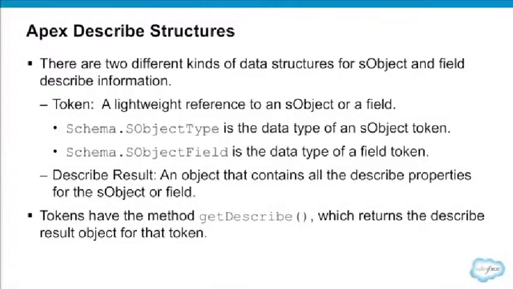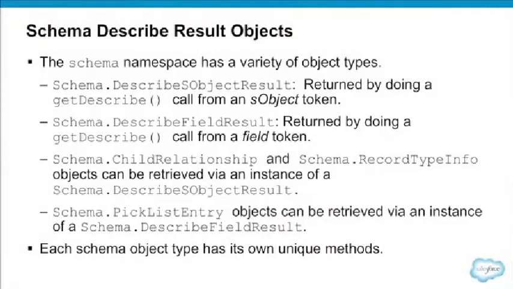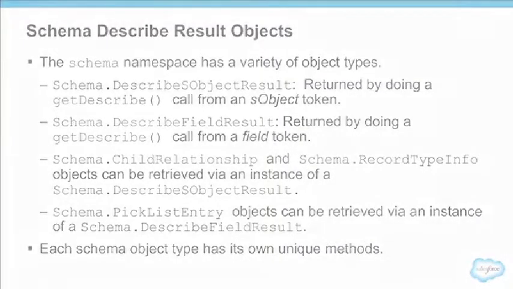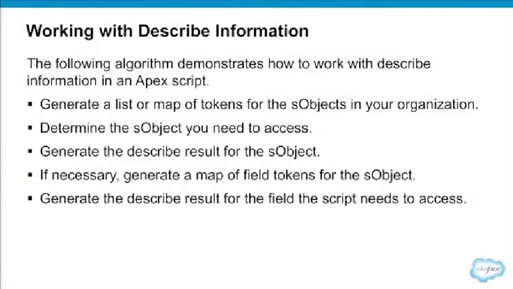All right, let's take a look at this in some code. Here is a list of the different types of describe results: the object result, the field result. There's also the child relationship associated with getting the list of all the child relationships. Otherwise, when you're going up to the parent, it's just a field. What's explained here in words is what I drew in that little diagram. You start out with a global describe, you obtain the token, from the token you obtain the describe result, and then you can obtain the map for the fields.